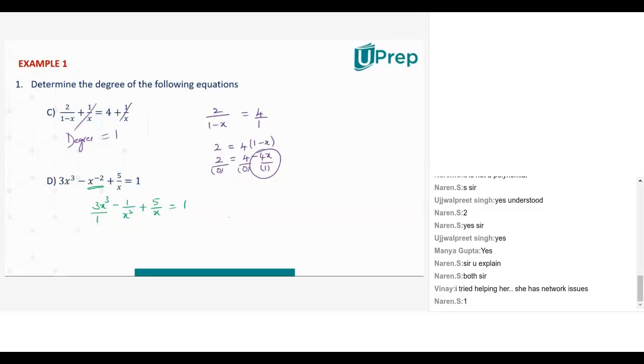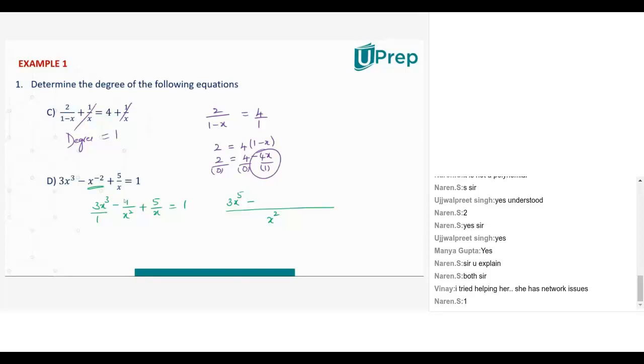Narain, Manya and Ujjwal, keep trying, quick. From here onwards I am sure you can do it. What will be the LCM of the denominators? 1, x square, x. So LCM should be x square.